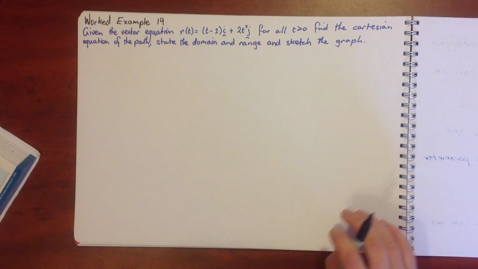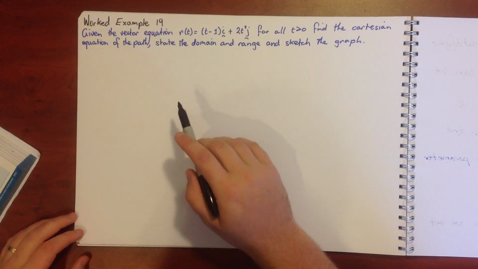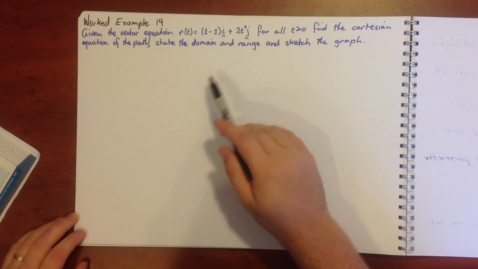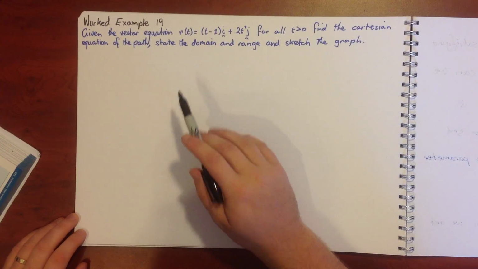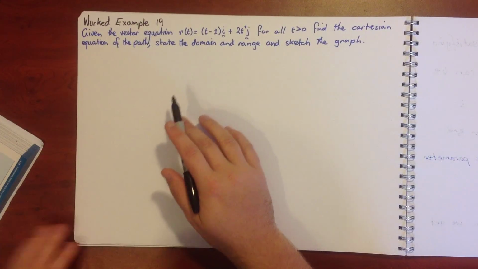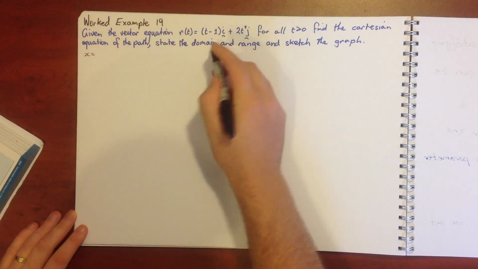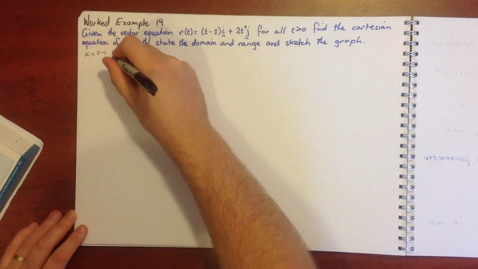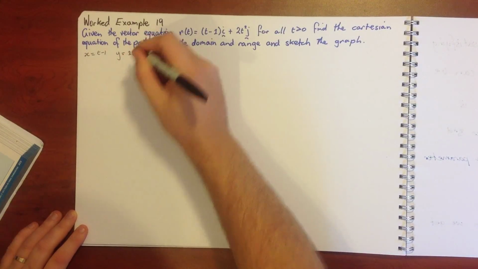Okay, so we've got worked example 19. Given the vector equation r of t equals t minus 1 i plus 2t squared j for all t greater than or equal to 0, find the Cartesian equation of the path, state the domain and range, and sketch the graph. To start off, we need to define our x and our y. We know x is the coefficient of i, so x is equal to t minus 1, and y is equal to 2t squared.